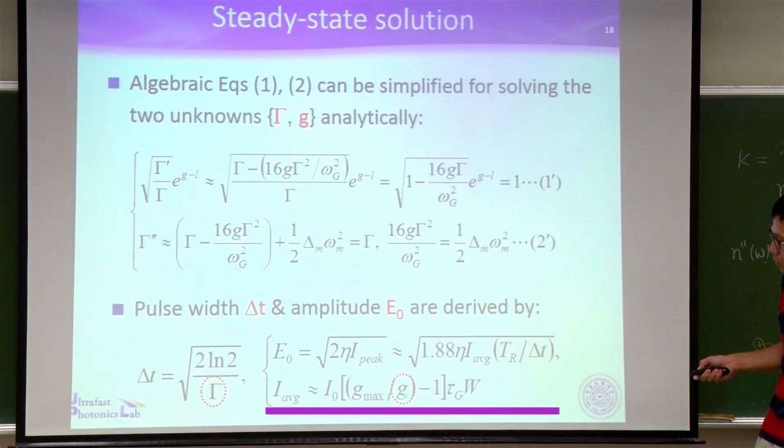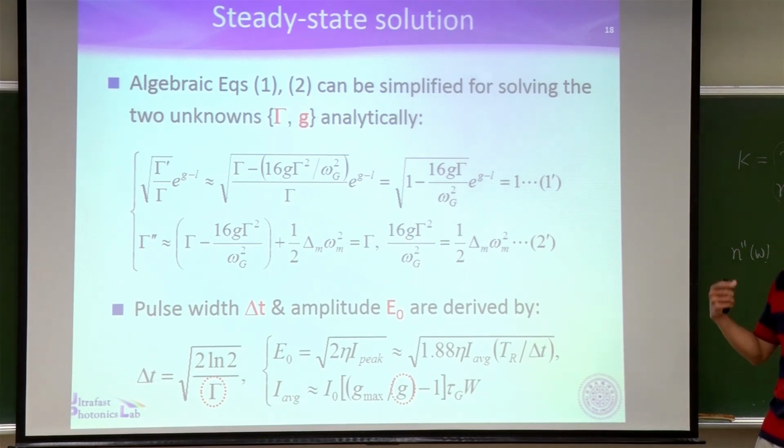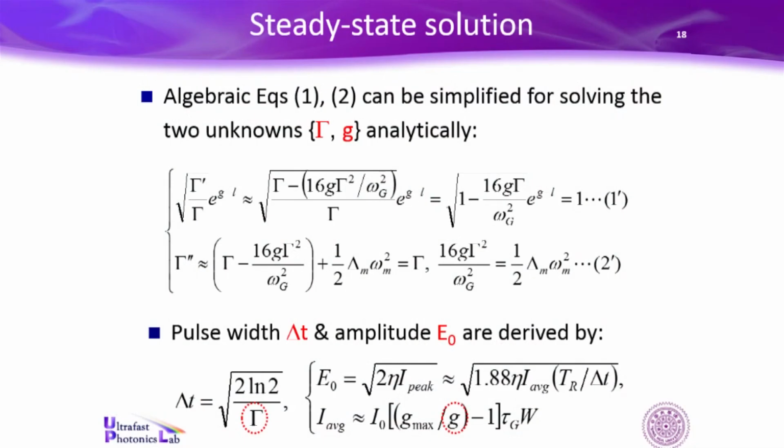So in principle, if you know small g, by this formula you can calculate I average, then all the way to E0. So that's why in solving equations 1 prime and 2 prime, when you get small g, you can use this system of formulas to get what you want, the steady state amplitude, E0. Okay. Although it's a little bit indirect, more complicated, it's still doable. Any question?